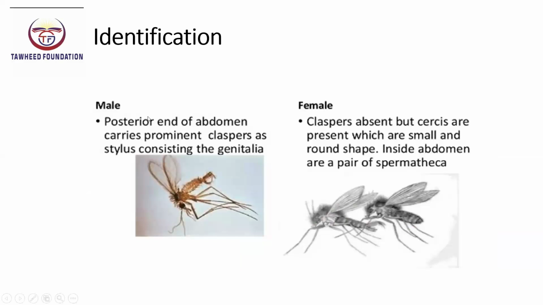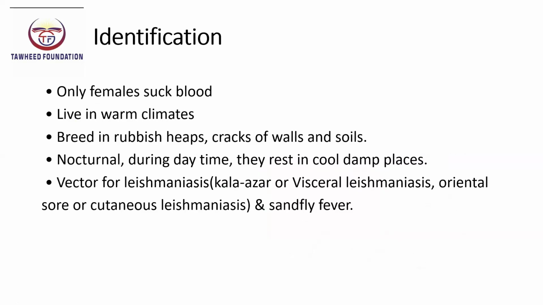Identification. Males have the posterior end of the abdomen carrying prominent claspers as a stylus consisting of the genitalia. In females, claspers are absent but cerci are present, which are small and round in shape. Inside the abdomen are a pair of spermathecae. So, with this, you can identify male and female species. Only females will suck blood.